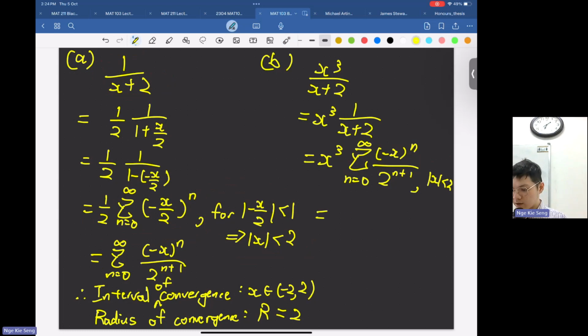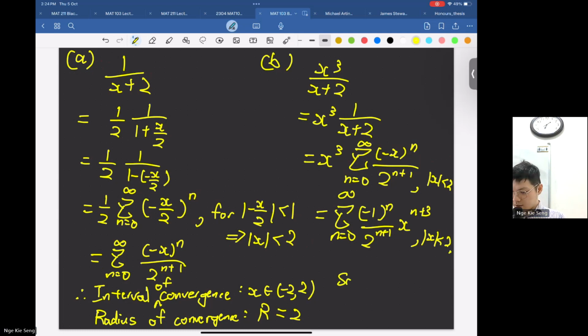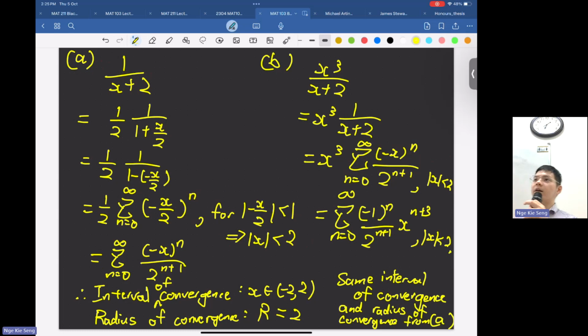Altogether, we can combine the powers of x to get minus 1 to the power n over 2 to the n plus 1 times x to the n plus 3. Then we have the same interval of convergence and radius of convergence as in part A. Any questions about these two? Do you have a similar solution or not?